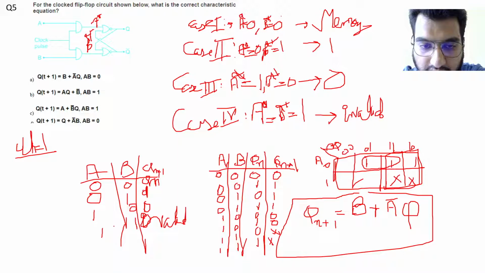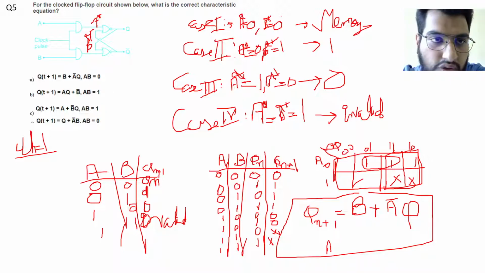Since 1, 1 is not considered, we have 0, 0 equal to 0, 0, 1 equal to 0, 1, 0 equal to 0. I am talking about this condition. We have only 3 conditions: AB equal to 0, 0, AB equal to 0, 1, AB equal to 1, 0. And for all 3 conditions, A and B will always be equal to 0. So the correct option to this question is option A.